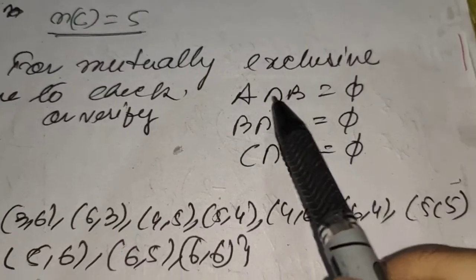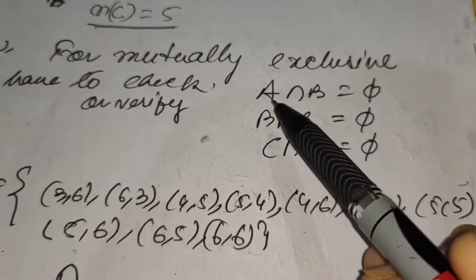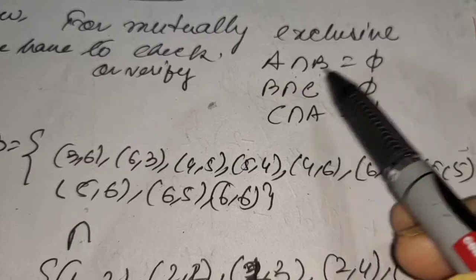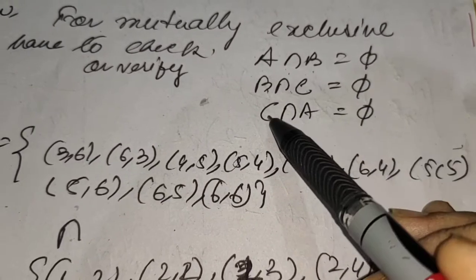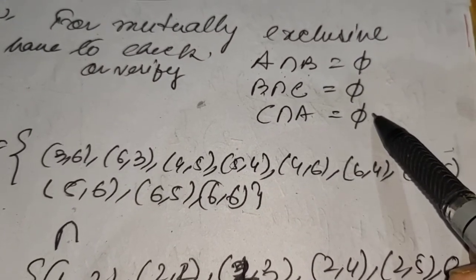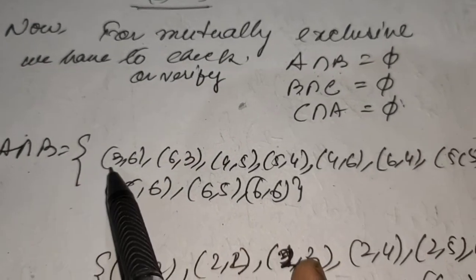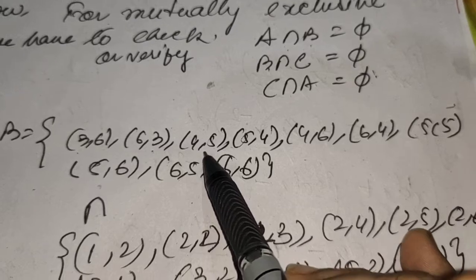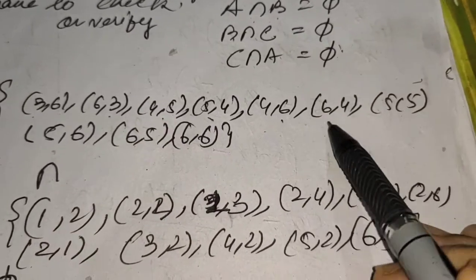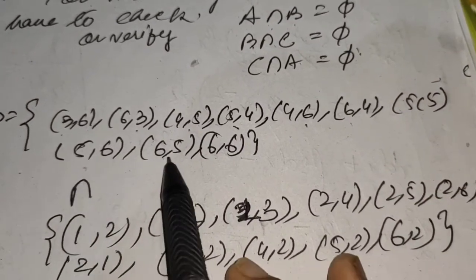Next, for mutually exclusive, we have to check whether A intersection B is equal to empty, B intersection C is equal to empty, and C intersection A is equal to empty or not. So let us find out A intersection B. A is 3 6, 6 3, 4 5, 5 4, 4 6, 6 4, 5 5, 5 6, 6 5, 6 6.